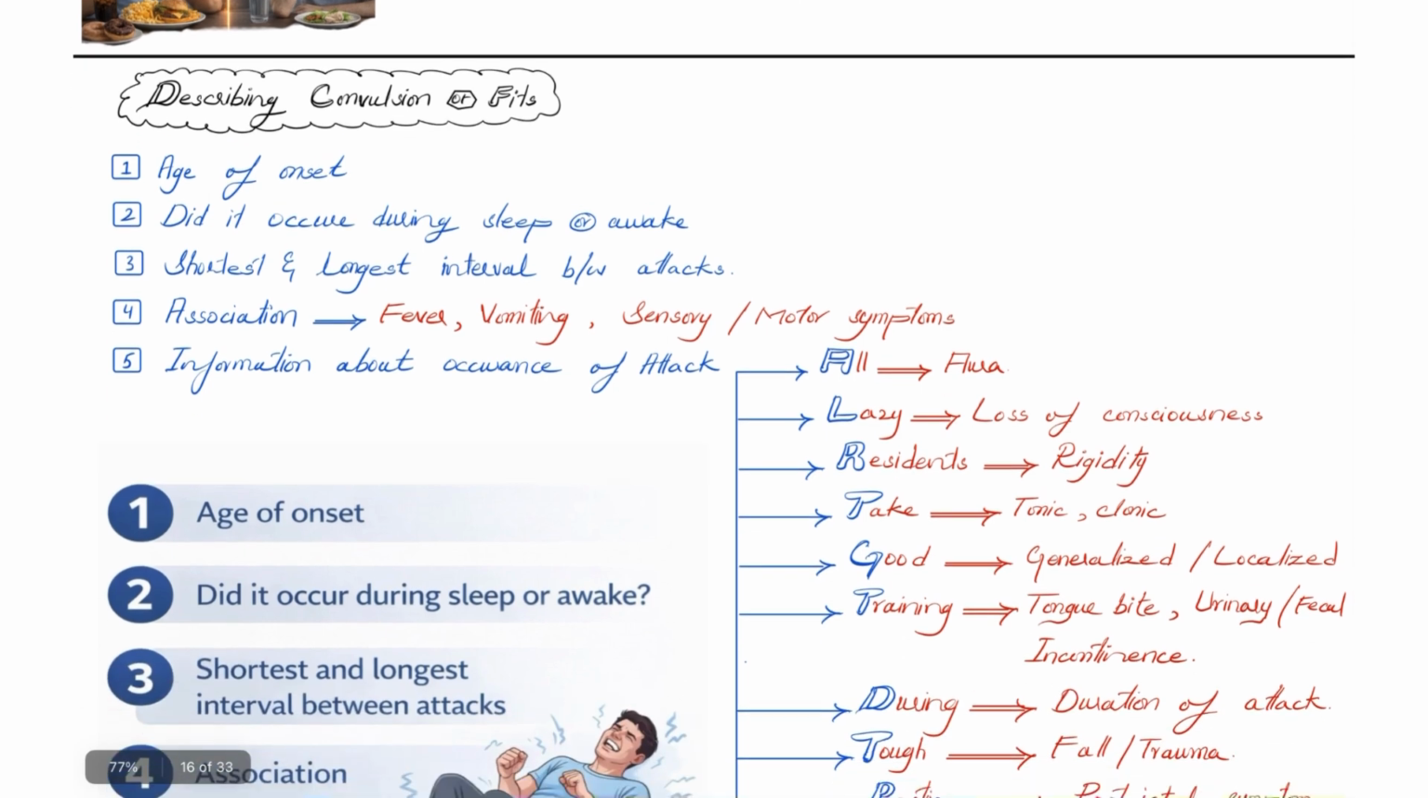Then describing convulsion or fits. Ask about the age of onset. Did it occur during sleep or while awake? And then the shortest and longest interval between attacks. Then association with fever, like febrile seizure, which occurs in children, or any other symptoms like vomiting, sensory or motor symptoms. Then information about the occurrence of the attack.